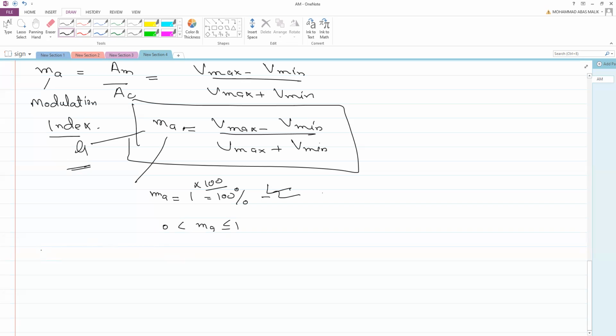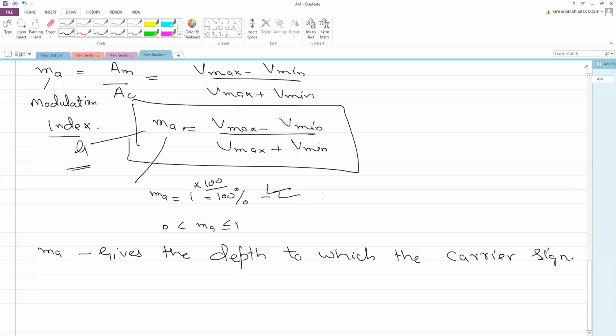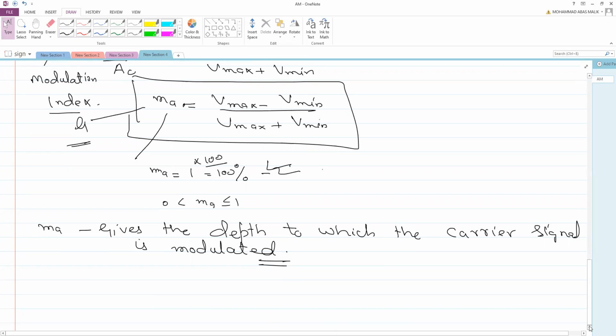Done. And what does this give us? It gives the insight, the depth to which the carrier signal is modulated, and obviously the carrier signal is modulated in accordance with your baseband signal, or your message signal, right? Suppose I take one of the values here. Anybody having any confusion till now?